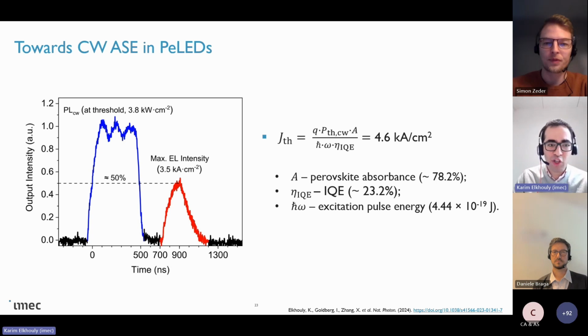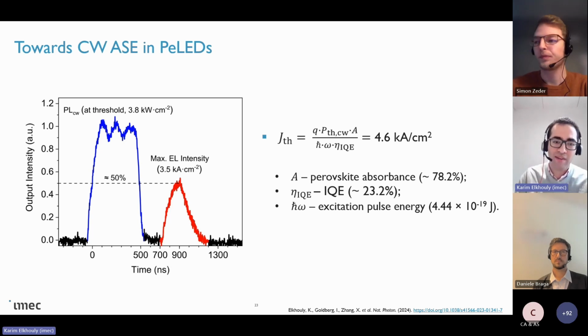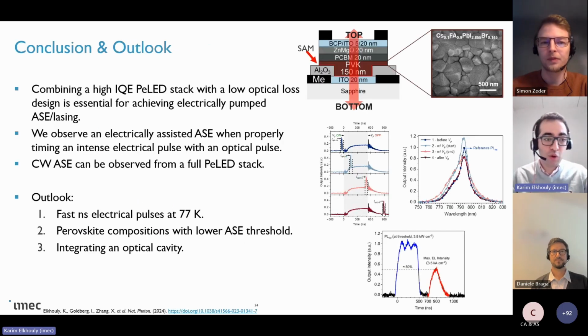So by this metric, if we try to calculate what threshold current density would be needed, it seems like 4.5 kiloamps per square centimeter. So at the end of the day, of course, this is a lower bound because electrical pulsing has much more artifacts compared to optical excitation. So here I would like to conclude.